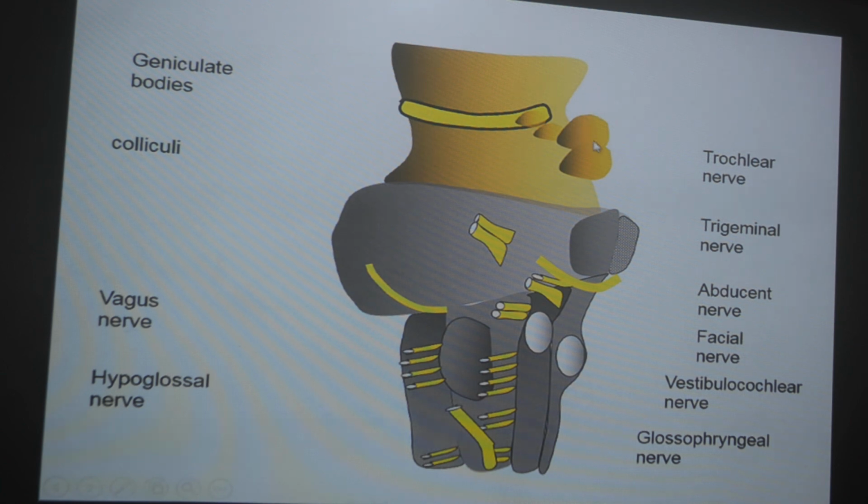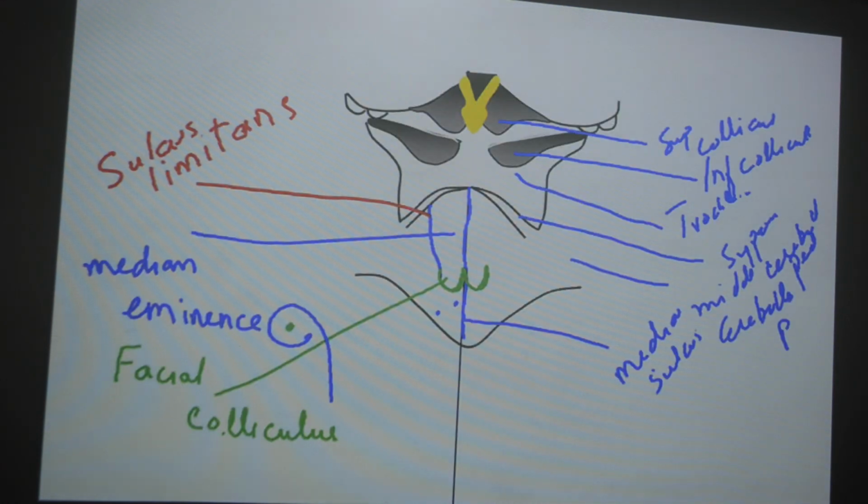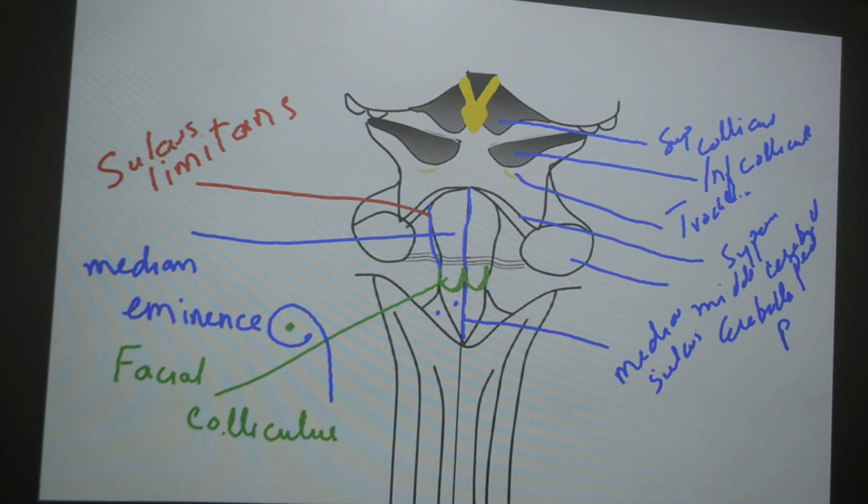You have these elevations at the back of the midbrain, called the superior colliculus and inferior colliculus. We can look at the brainstem from the back. This is the midbrain, this is the posterior aspect of the pons, and this is the posterior aspect of the medulla. We have taken out the cerebellum, so you are now seeing the floor of the fourth ventricle, formed by the posterior surface of the pons and medulla.